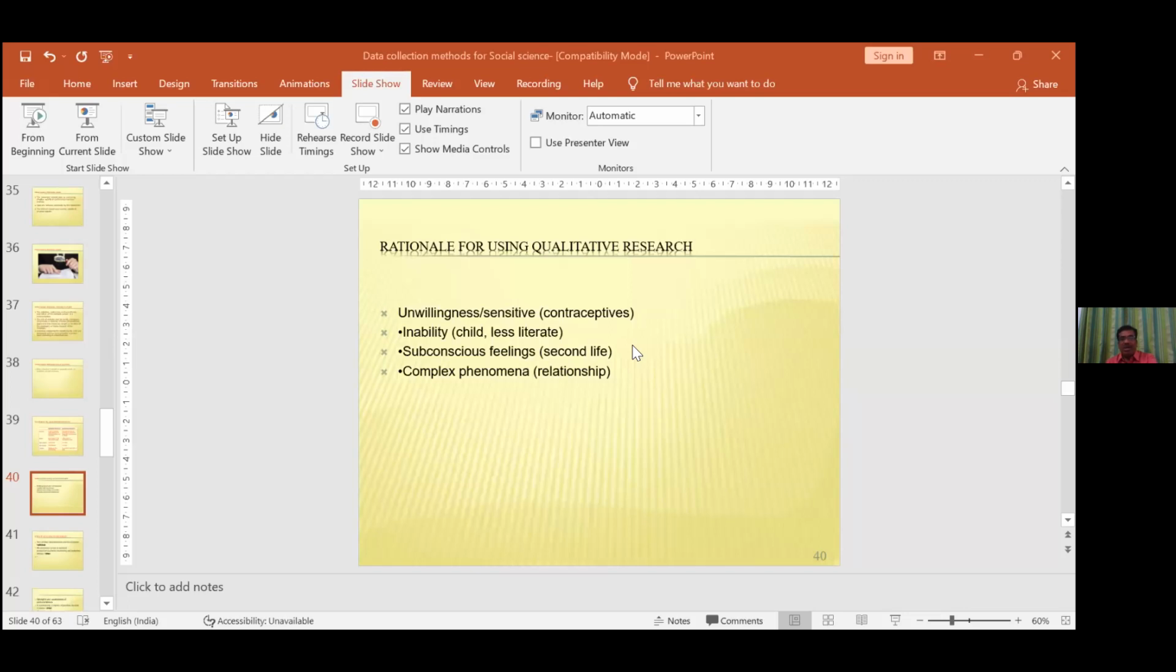You cannot collect this data directly. How can you collect it? You create a situation. From this situation, you can see how people have acted, and you can collect the data. This is the beauty of qualitative data. So you can collect some inner feelings of the human being from the subconscious mind with the help of qualitative data. Similarly, let's take complex phenomena. Sometimes some people may know that something is not good, but they will do it for others, because this is the complex phenomena. It's a complex relationship.